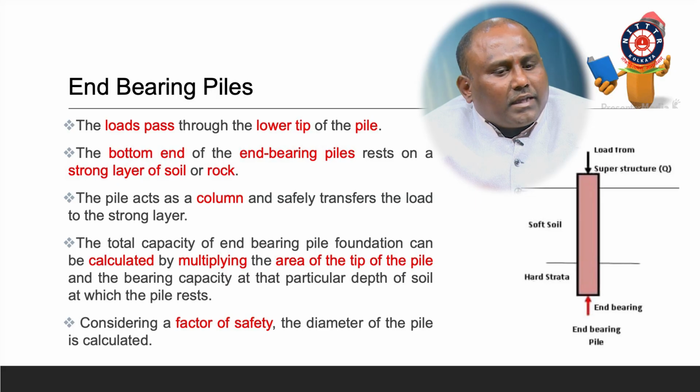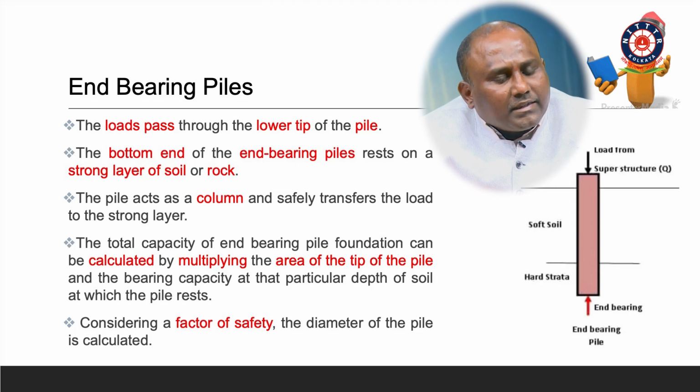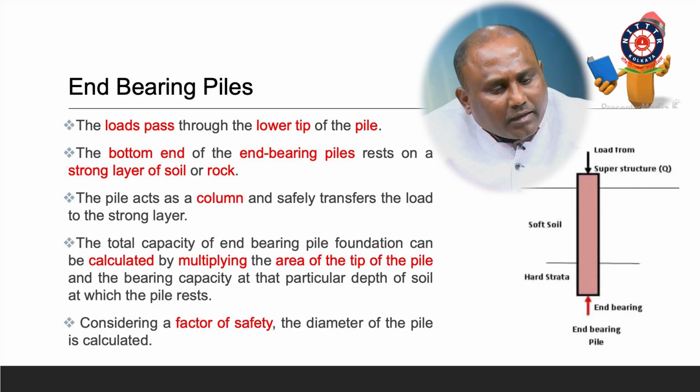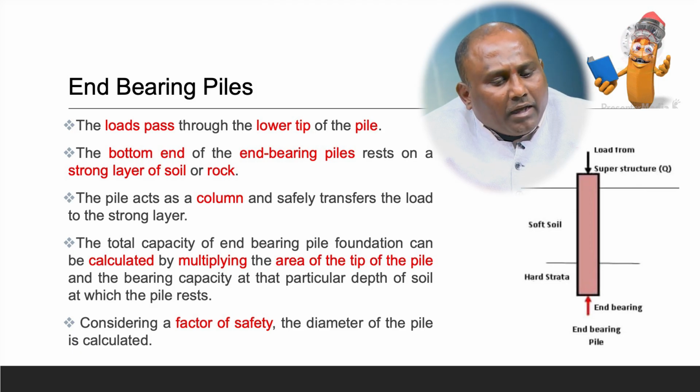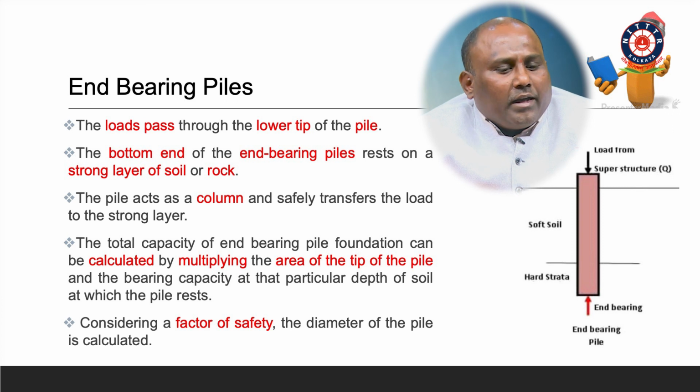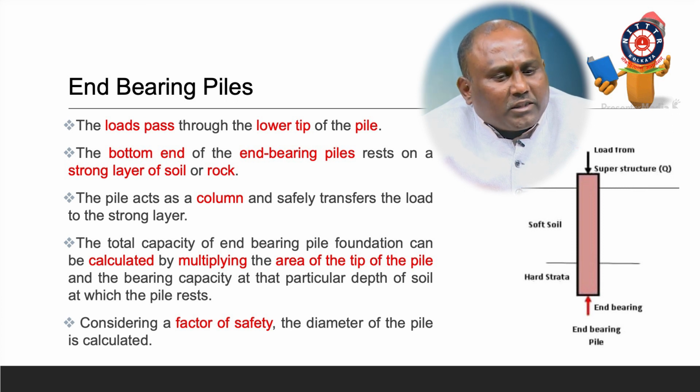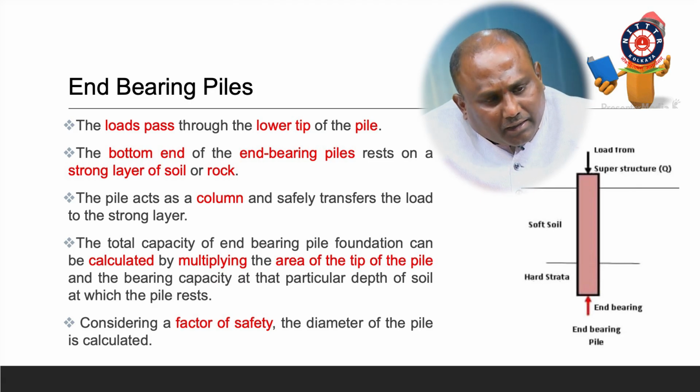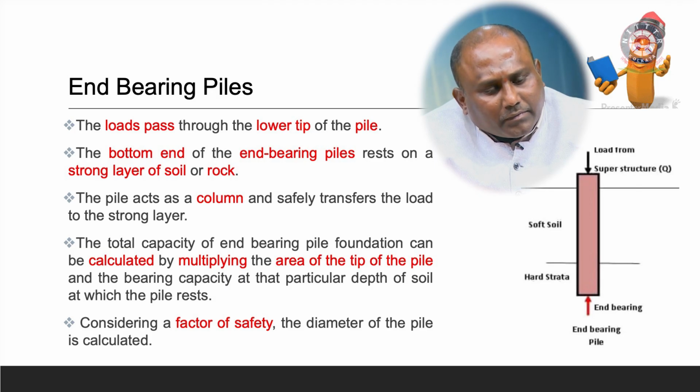Now coming to the end bearing piles. I already told you a pile can have two types: one is end bearing and the other is skin friction. In end bearing, the entire load is taken by the earth strata at the bottom. It may be a rock also. Why? Because you are encountering some sandwich layer like black cotton soil or other problematic, very soft soil. In that condition, this is the best example. You have to transfer the structural load to the hard strata.